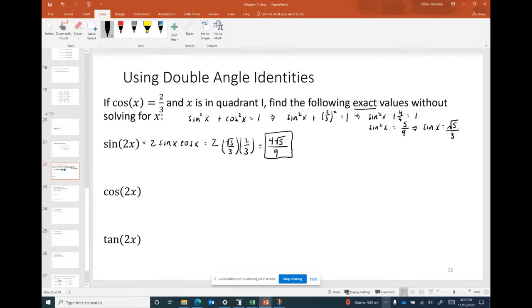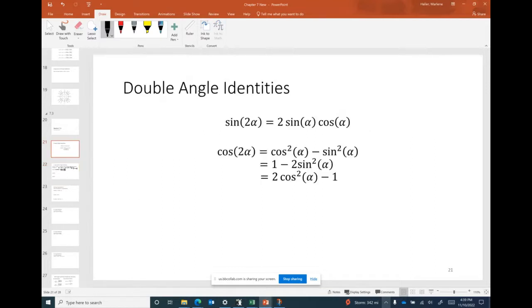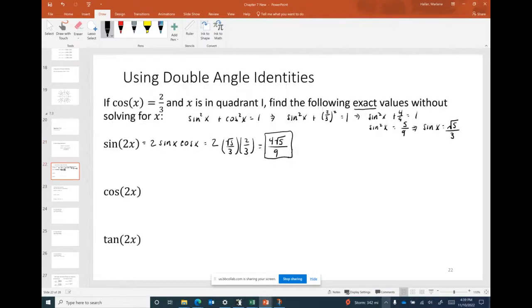For the cosine, we have several options, don't we? We could use any one of these double angle formulas. It doesn't matter which one we use since we now know both the sine and the cosine. But I think I'll just use the version that only requires knowing the cosine since that's the given, just in case I made a mistake with the sine. So the cosine of 2x could be rewritten using the version that only includes the cosine: 2 times cosine squared of x minus 1.